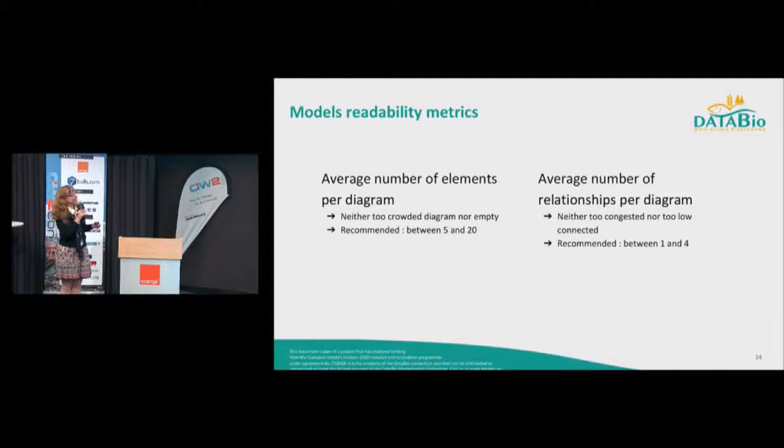So what we can give as a suggestion after this study, we can just have some recommendations on what can be the best practice to develop these kinds of models. So for example, we would like to have diagrams that are not too crowded, but also not too empty. So we recommend a value between 10 and 20. And also we recommend a certain number of relationships per diagram, so the diagram is not too congested and not too lowly connected. So recommended is between 1 and 4.